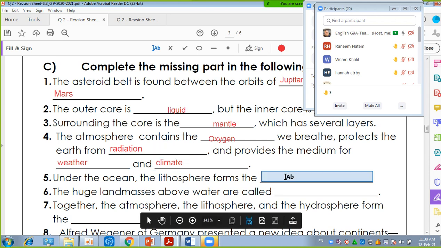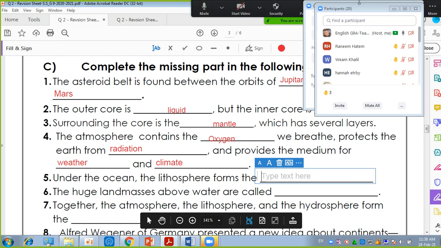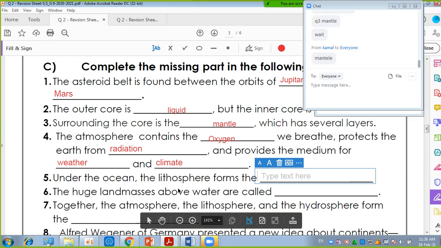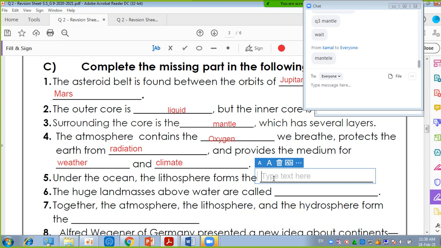Now number 5 was for Amira. Did you write the answer, Amira, in the chat box? Under the ocean, the lithosphere forms what? What do you call the lithosphere under the ocean? Tell me if you don't know. I will not wait for you.